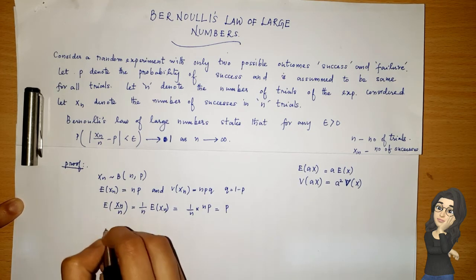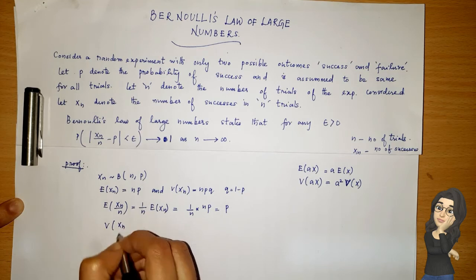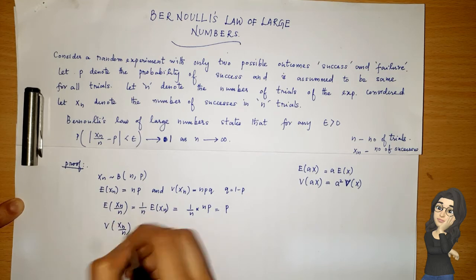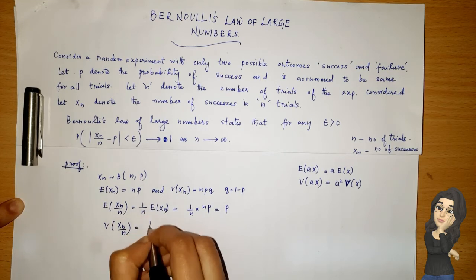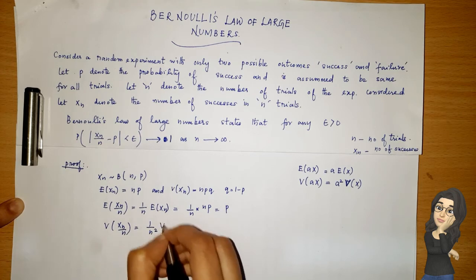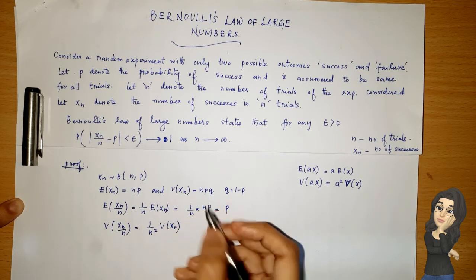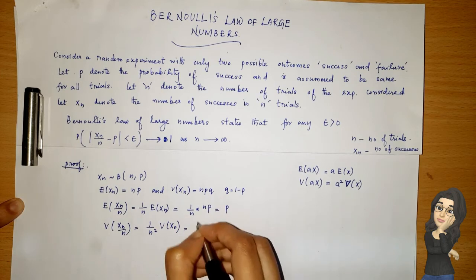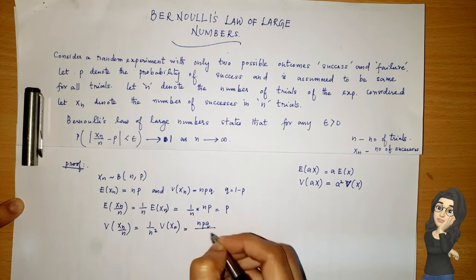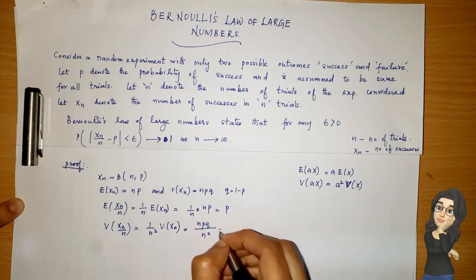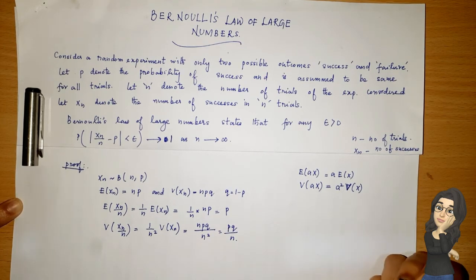Now we need to find the variance of Xn/n also. So the variance of Xn/n is equal to 1/n squared times the variance of Xn. And we know the variance of Xn is npq, so it is npq divided by n squared, which is equal to pq divided by n.